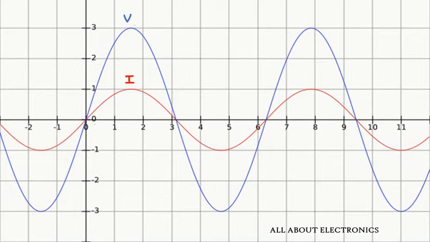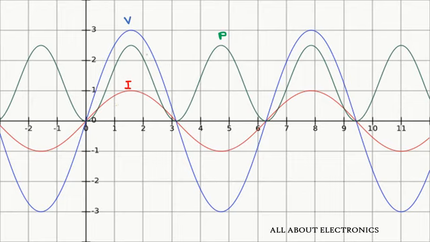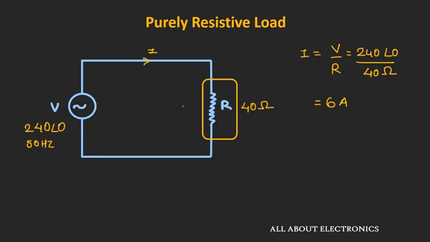Whenever we multiply this voltage and current, we get the power being dissipated across the resistor. The waveform of power will look like this. As you can see here, this power is always greater than 0. That means the entire power is dissipated across the resistor. So in the case of a purely resistive load, the entire power is converted into useful work. The power P will be equal to I squared times R, that is 6 squared times 40 ohm, which comes out as 1440 watt.